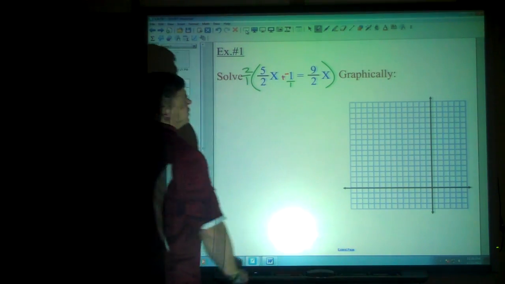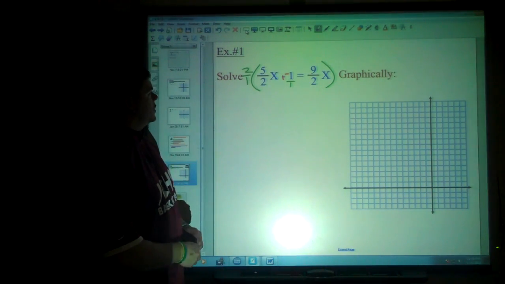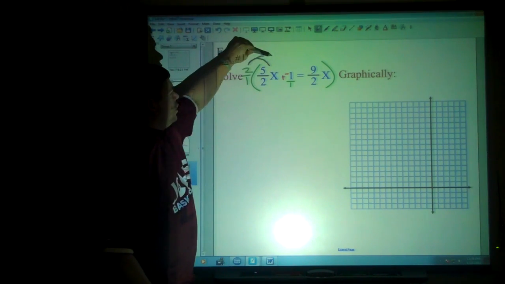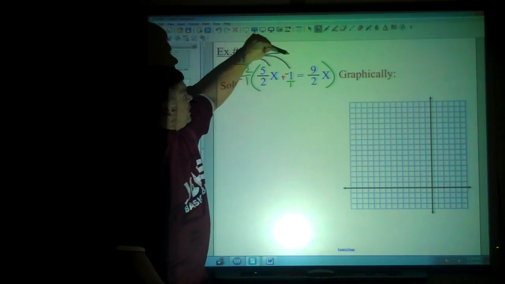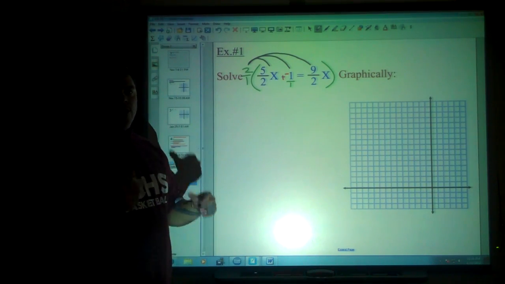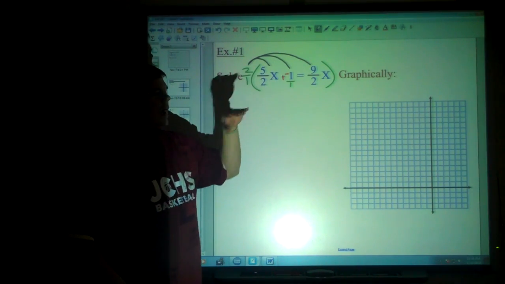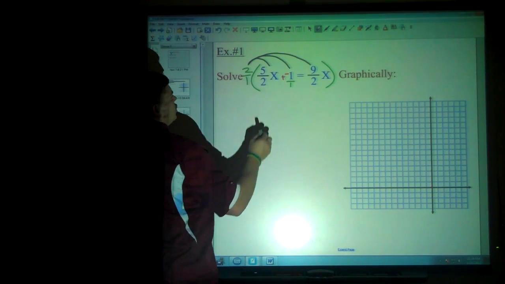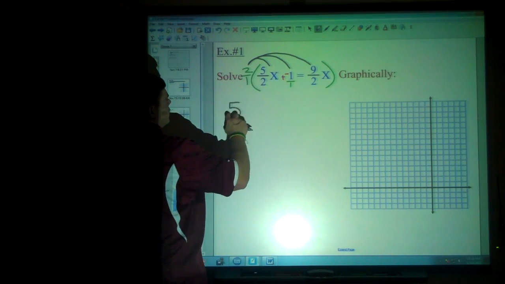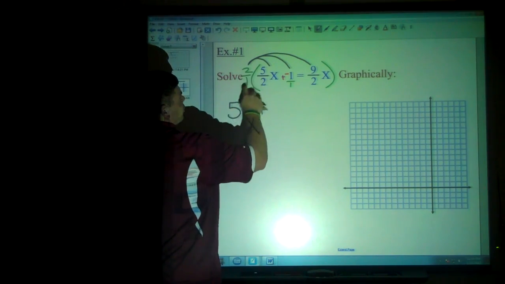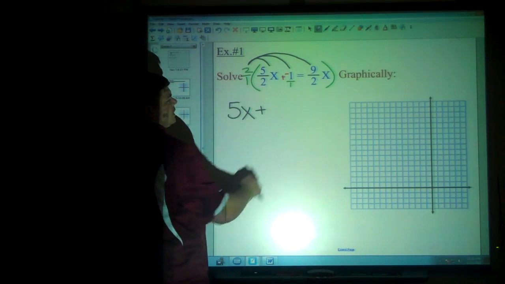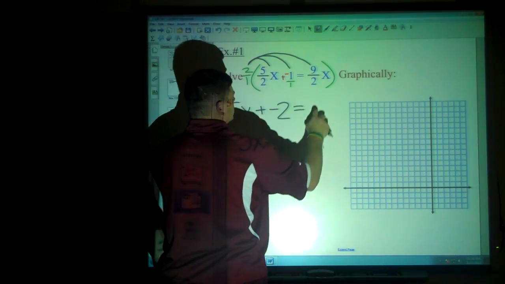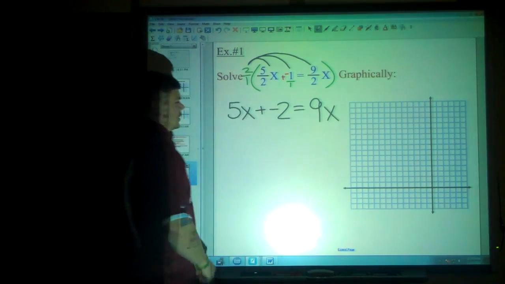I know we've talked about this in class. Some of us still struggle with this concept. But you are doing this to make it easier for yourself. So every term of this problem is going to need to be multiplied by 2. And the beauty of it is, it will wipe out the fractions and you won't have to worry about those fractions. So 2 over 1 times 5 over 2x, that's going to give us 5x. 2 over 1 times -1 over 1, that's going to give us -2. And 2 over 1 times 9 over 2x, 9x.